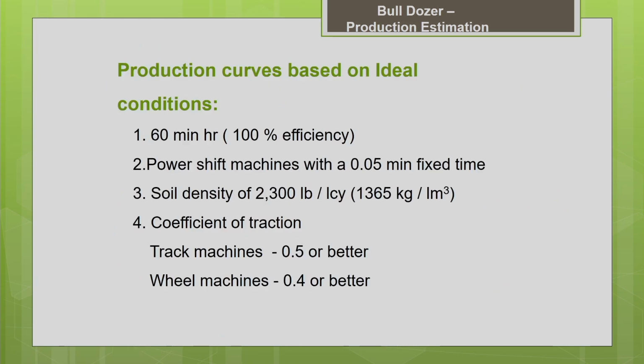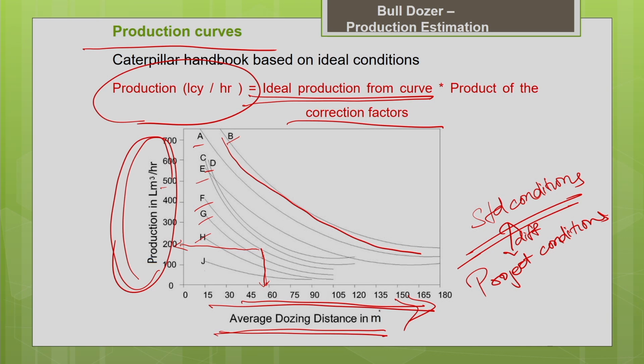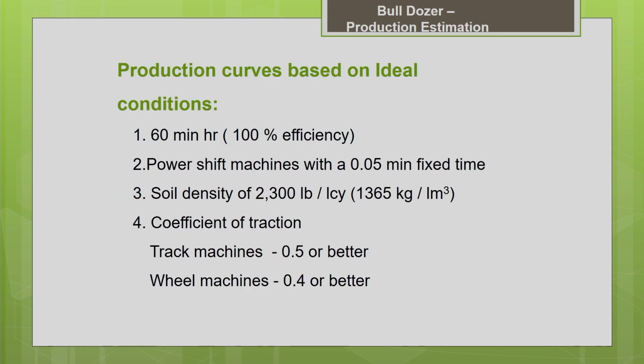As I told you, these production curves are drawn based upon ideal conditions. What are the ideal conditions? It is drawn assuming 100% job efficiency. That means your machine is going to work for 60 minutes in an hour. So, that is the assumption. But in your real project site, your machine may be working just for 30 minutes or 45 minutes or 50 minutes. So, you have to apply the correction factor accordingly.